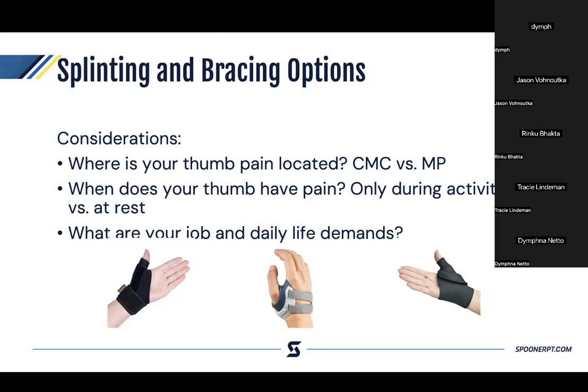Last thing to consider is, what are your job and daily life demands? Because the role of conservative therapy is we want you to be able to engage in your day-to-day activities as much as possible. So if the brace is going to prevent you from doing those things, that's not our goal. We want to find one that's going to work with what you need to do every day. So if you have a job that requires a lot of fine motor control or a lot of dexterity, then you want something that's a little bit less cumbersome, that's going to allow you to still complete those roles.